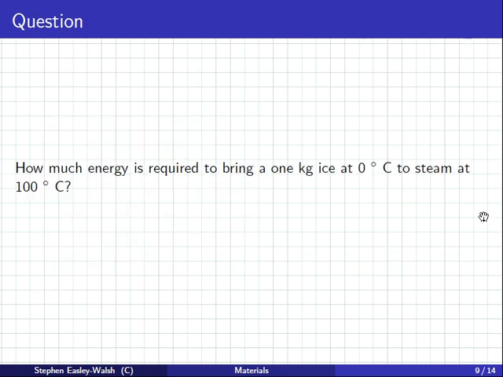Okay, so let me give you a small question to try. How much energy do you need to bring 1 kilogram of ice at 0 to steam at 100? Now, before you start, you actually need to break this problem up into stages. So what's the first calculation to do? Energy from ice to liquid, fusion. Then the next stage: the increase from 0 to 100. And then the next stage: vaporization.